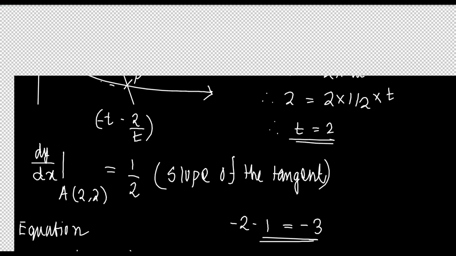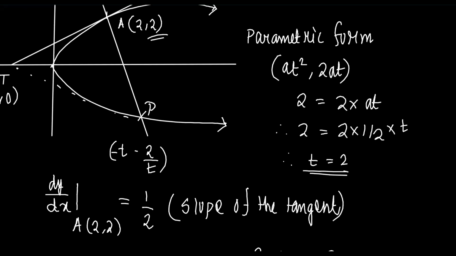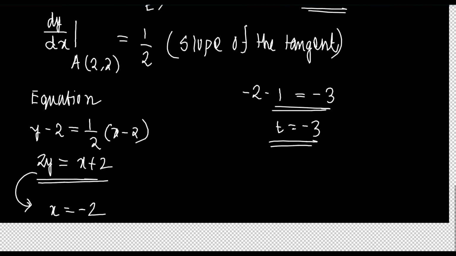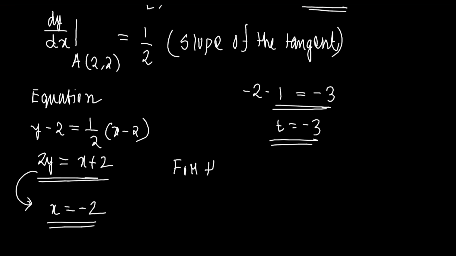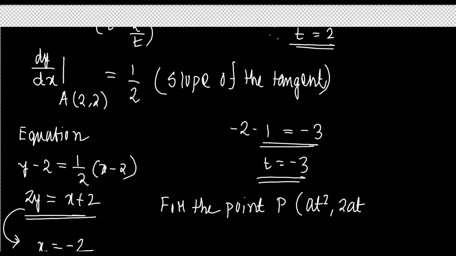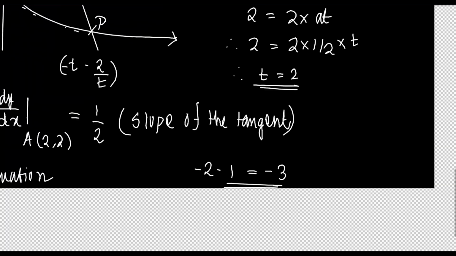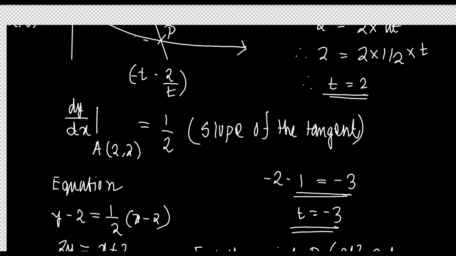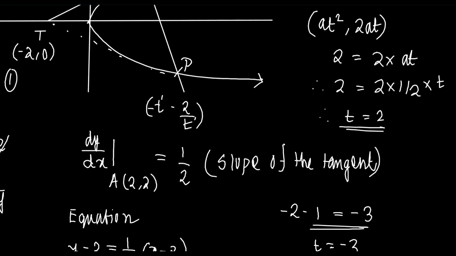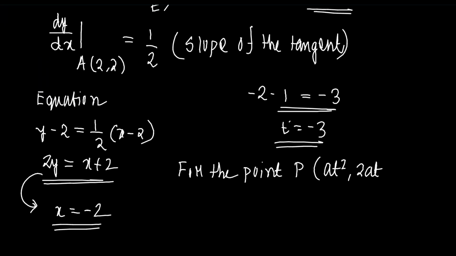Okay. So this is also another point on the parabola, that is, we can write (at square, 2at). So for the point P, suppose (at dash square, 2at dash), or you can write it in this way also. Suppose we have considered t here, so we can consider this as t dash. Okay, so this is t dash.